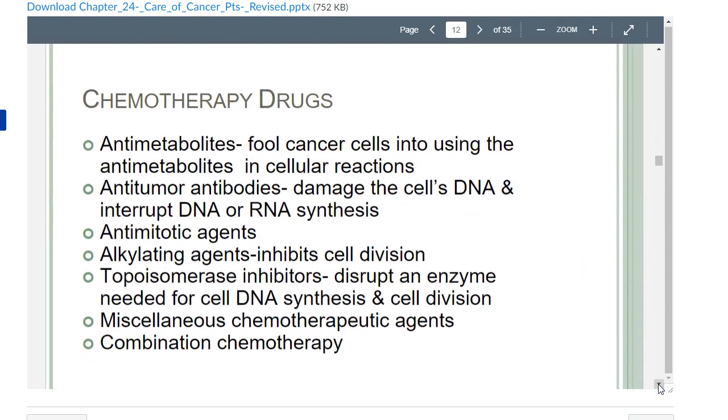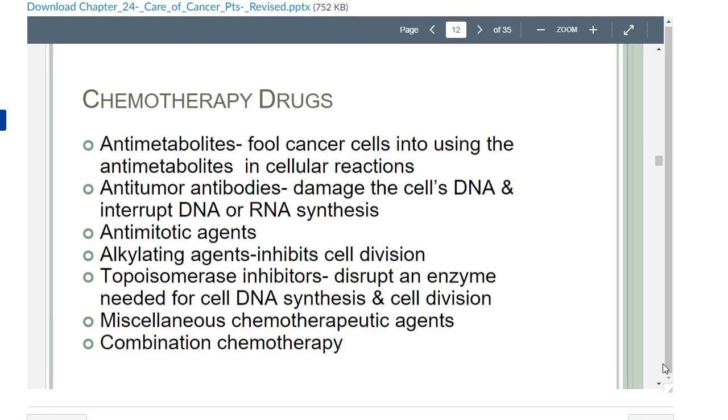These are just the different categories of chemotherapy drugs. The antimetabolites, which fool cancer cells into using the antimetabolites in cellular reactions. Anti-tumor antibodies, they actually damage the cell's DNA and interrupt DNA or RNA synthesis. The anti-mitotic agents. These really are agents that will not allow the cancer cells to complete mitosis during cell division.